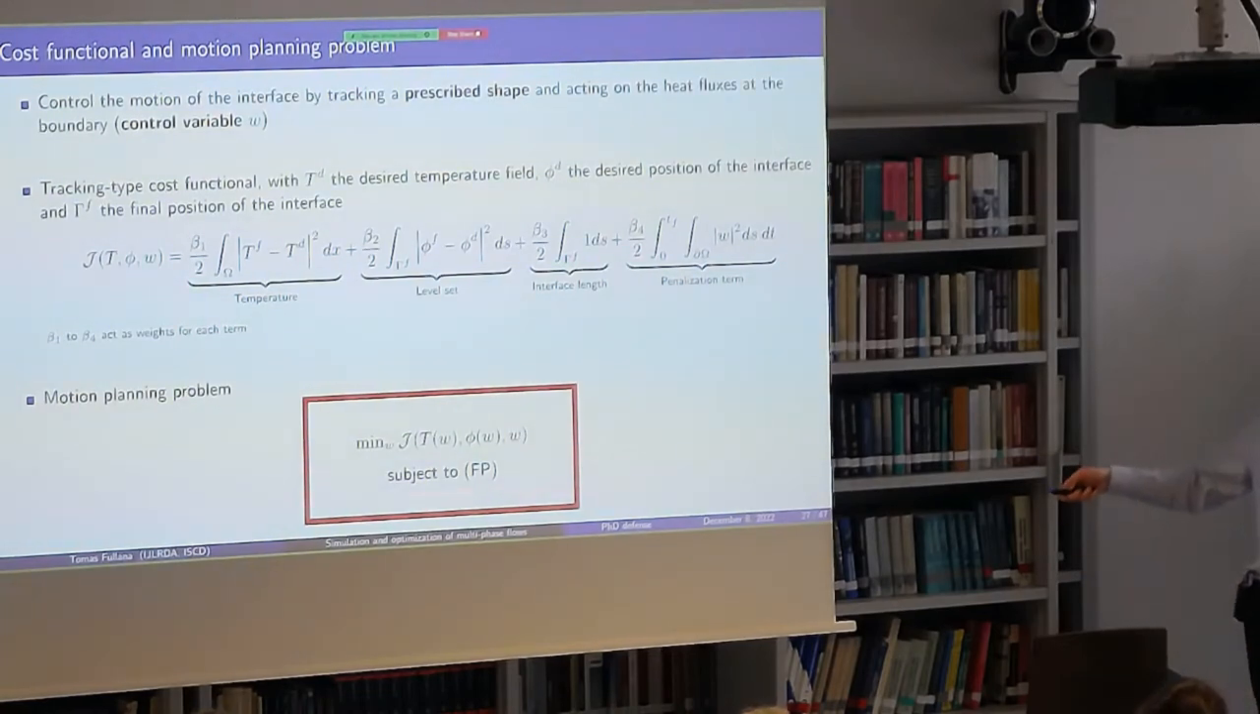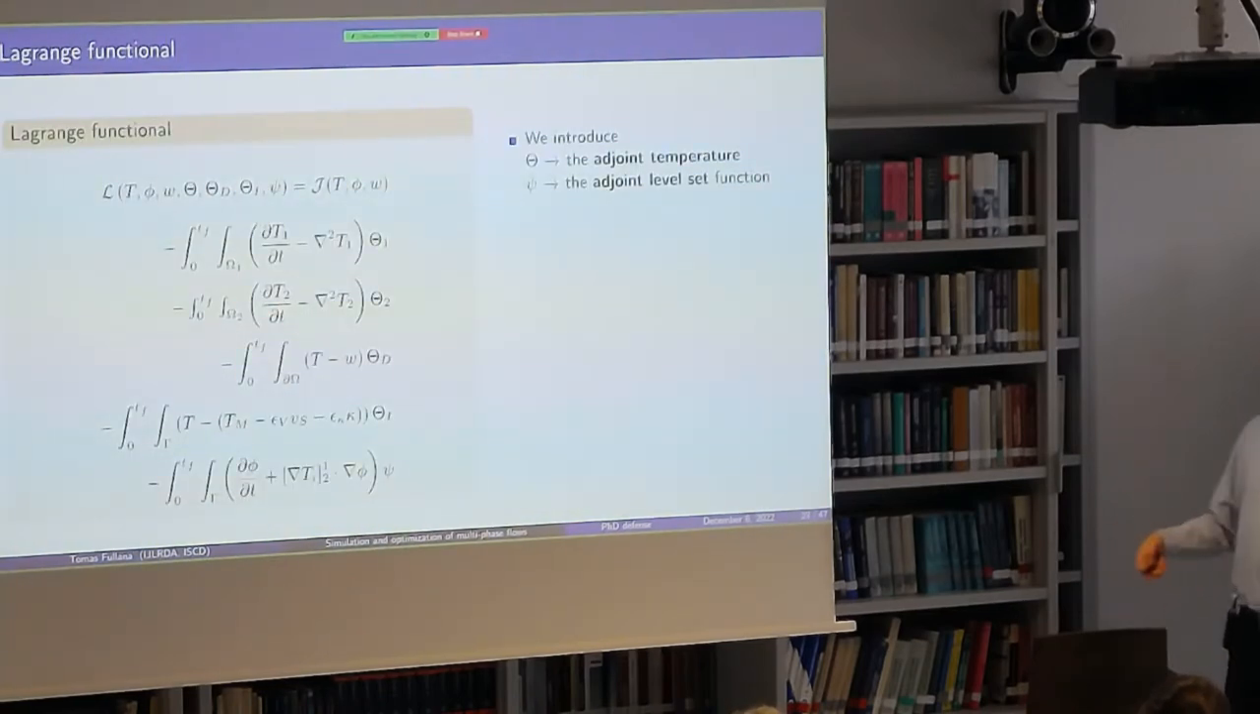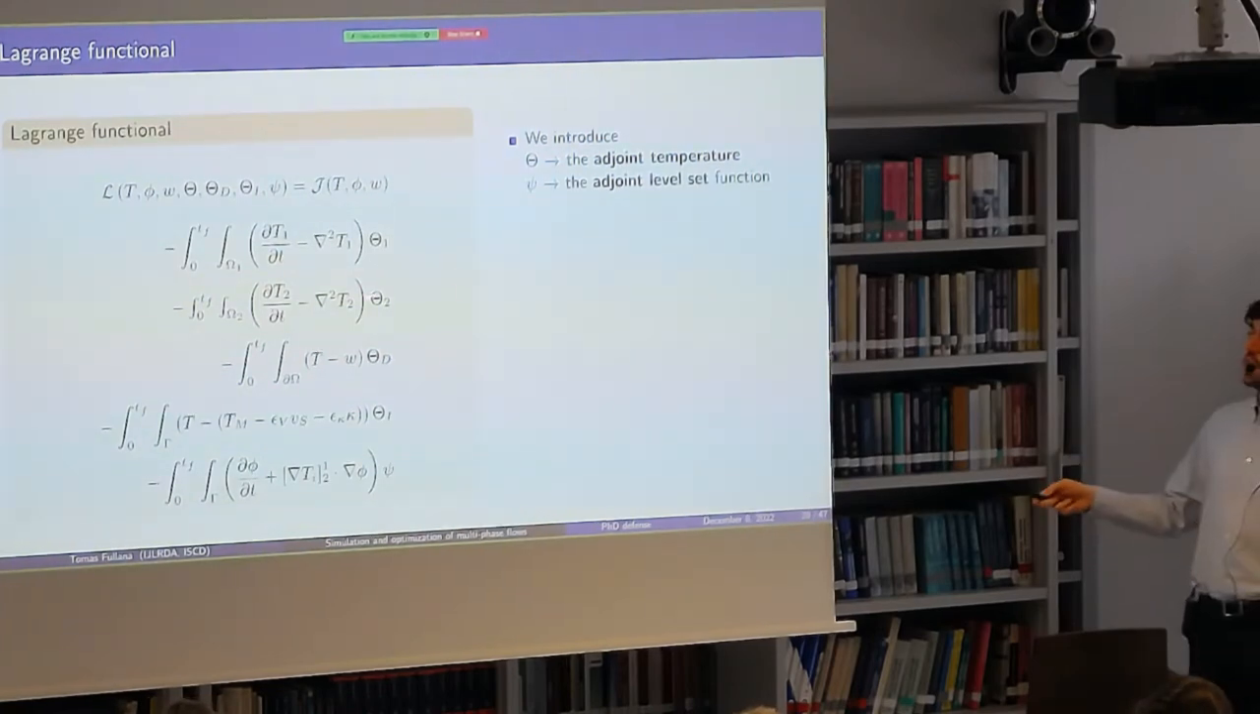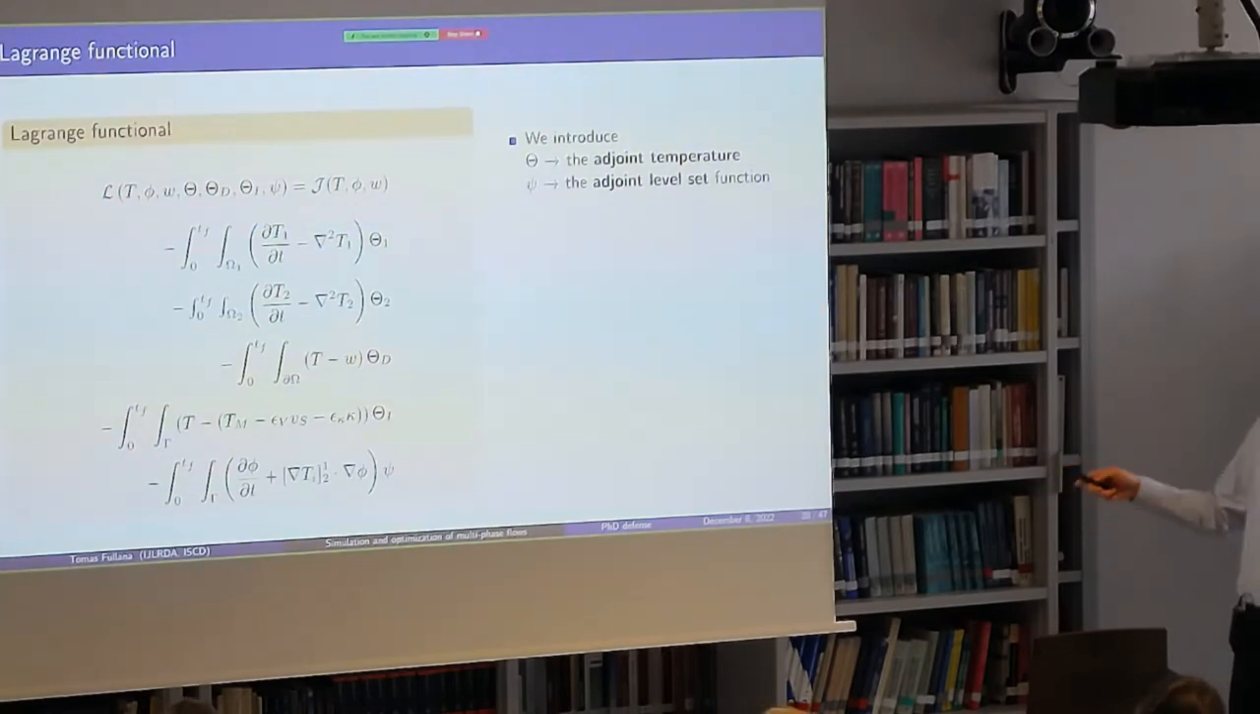Now, the optimal control problem we are solving is this. We want to minimize this cost functional that depends on the control variable W, subject to the forward problem that we just introduced. In order to do so, we introduce the Lagrange functional, which is written here on the left block. So we have the tracking-type cost functional J, minus the integral form of the forward problem, times the adjoint variables. Theta here is the adjoint temperature field, and psi is the adjoint level set function.